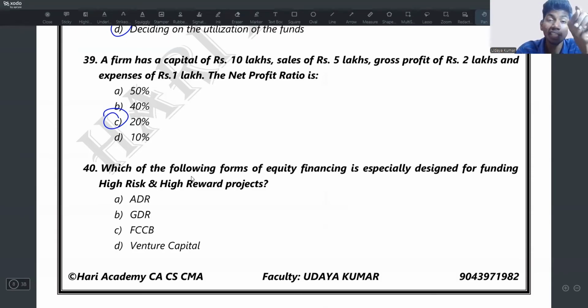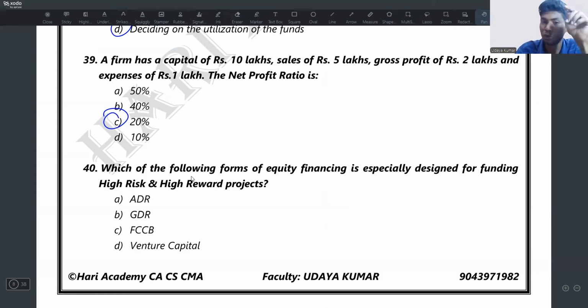Whereas option C, FCCB, which is nothing but foreign currency convertible bonds. These are bonds that can be converted into equity at a later date, typically issued by companies looking to attract foreign investment. So they are not exclusively designed for high risk endeavors.